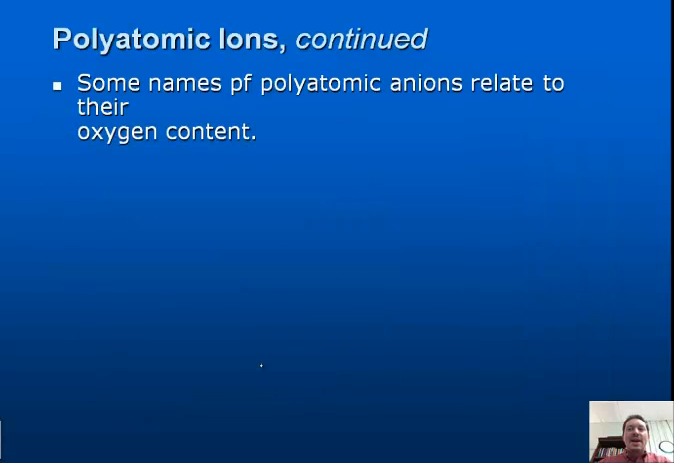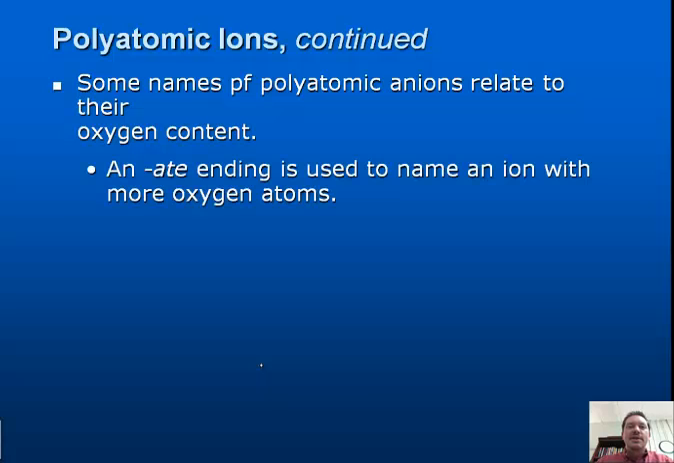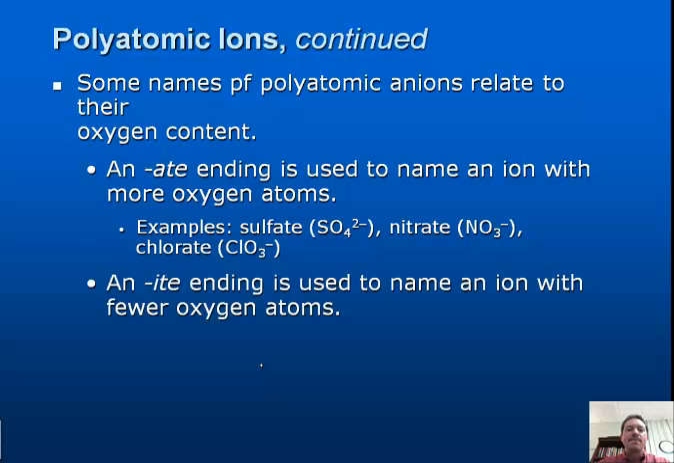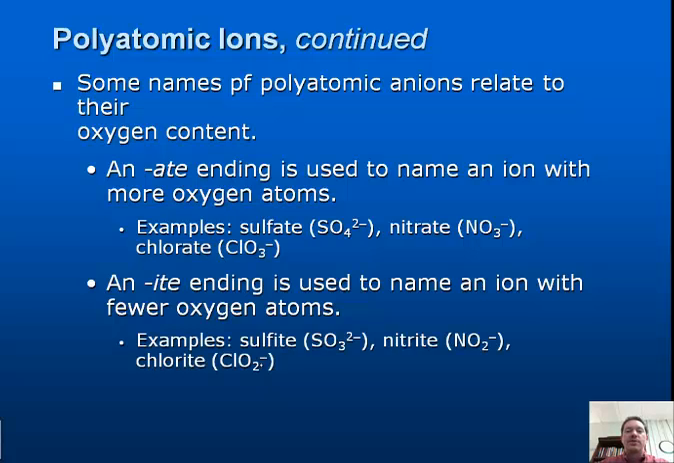Some names of polyatomic anions relate to their oxygen content. Just real quick, the ATE ending is used to name an ion with more oxygen atoms. So SO4 is sulfate, NO3 is nitrate, ClO3 is chlorate. And then the ITE ending is used to name an ion with fewer oxygen atoms. So looking at those same substances, but taking away one of the oxygens, SO3 is now sulfite, NO2 is nitrite, ClO2 is chlorite.